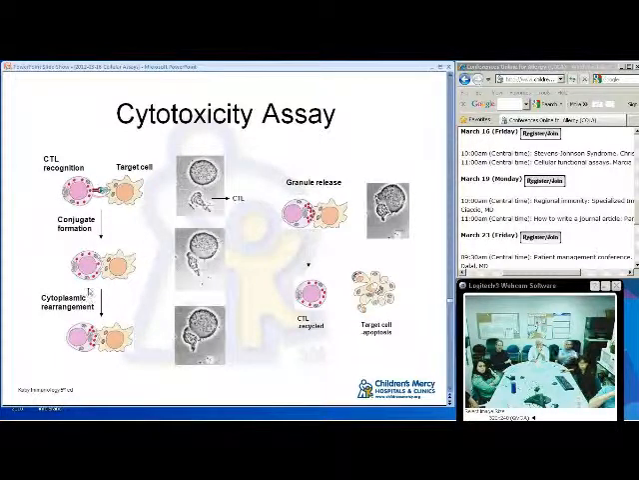And then once you have that conjugate formation, then you have cytoplasmic rearrangement of the granules within the cytotoxic T cells. So they all migrate to this area here, and that's what's happening here. And then you will get granule release through porphyrins and gran enzymes. And then the granules will then basically go through here, and they'll kill that target cell through apoptosis, and then that CTL will be recycled and go looking for another target cell.